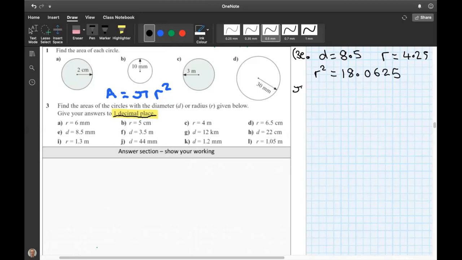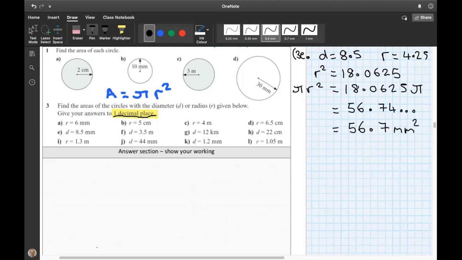Right, multiply that by pi. It's just going to be all of this pi. So 18.0625 pi. That's what you put into your calculator next. Press your SD button to work out the actual numerical value, and that's going to be 56.74. And we're still only rounding to one decimal place. It's going to be 56.7. Our units were millimeters. So for the area, it's going to be millimeters squared.